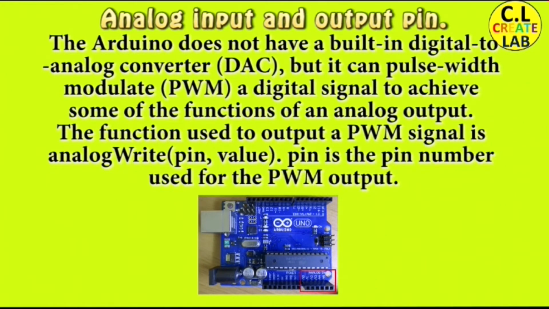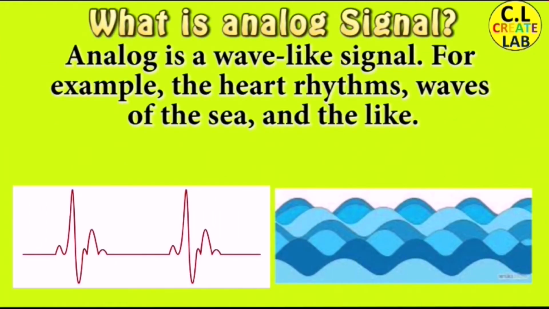Analog input and output pins. The Arduino does not have a built-in analog output, but it can pulse width modulate, PWM, a digital signal to achieve some of the functions of an analog output. The function used to output a PWM signal is analogWrite(pin, value). Pin is the pin number used for the PWM output. What is an analog signal? Analog is a wave-like signal. For example, heart rhythms, waves of the sea, and the like.